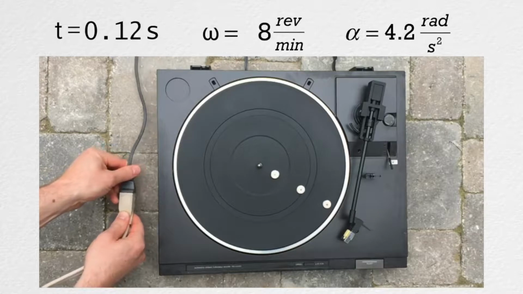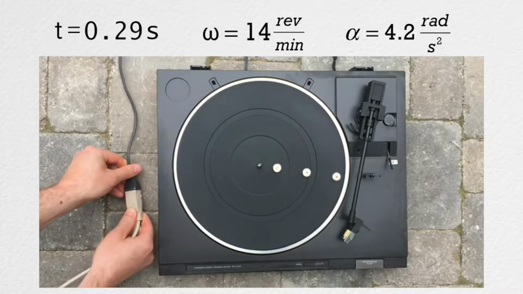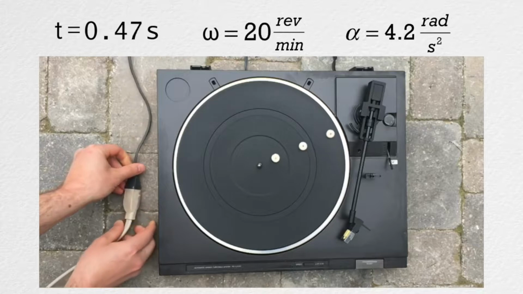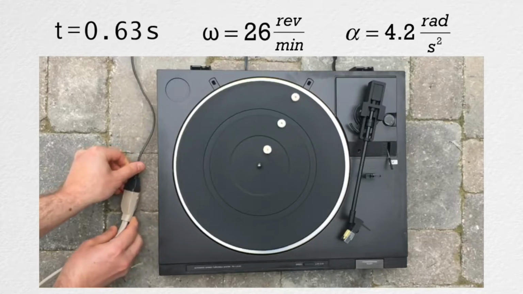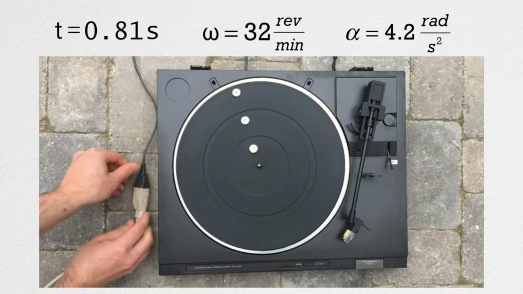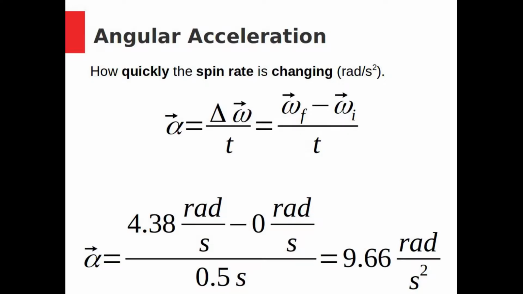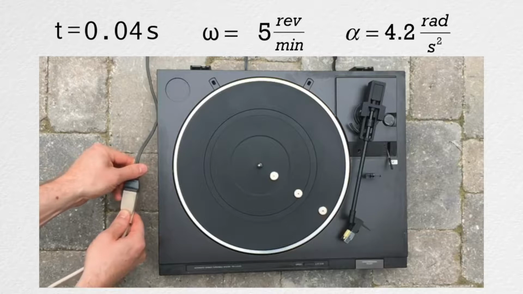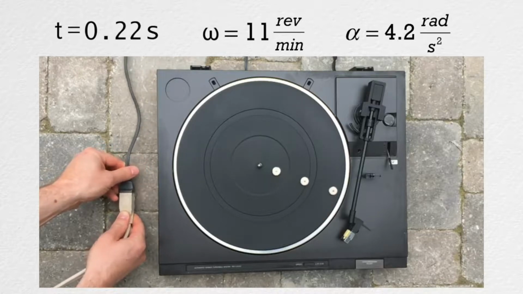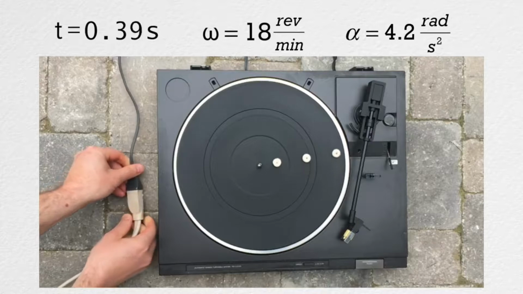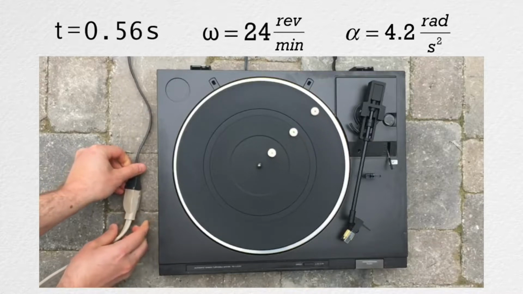For example, suppose it takes 0.5 seconds for the record player to accelerate from rest to an angular velocity of 4.83 radians per second. The angular acceleration is therefore 4.83 radians per second divided by 0.5 seconds, or 9.66 radians per second squared. So that means each of these three spots has the same angular acceleration, 9.66 radians per second squared. But again, because they're located at different distances from the center, they have different linear accelerations.